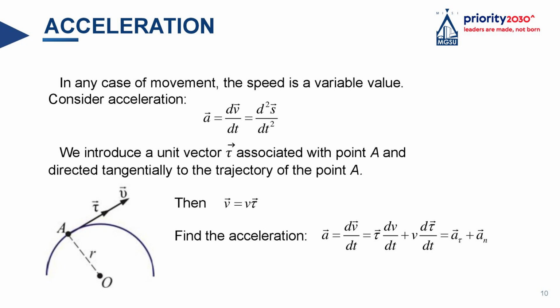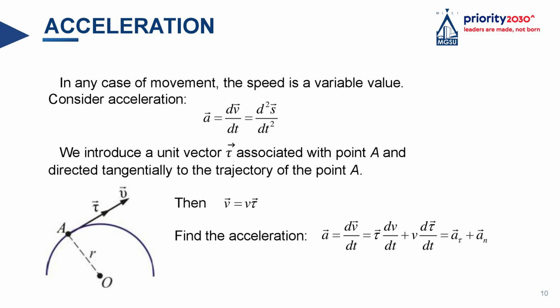In any case of movement, the speed is a variable value. Consider acceleration, which is equal to dv over dt, the second derivative of s. This is also a vector quantity. When moving along a curved path, the direction of vector v also changes. Which way, and at what velocity? Expression 1 doesn't answer these questions.